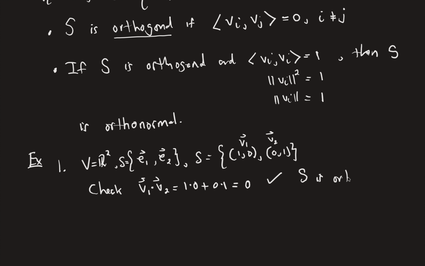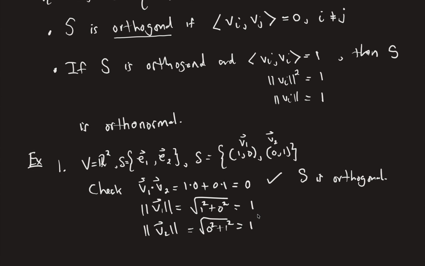I don't have multiple pairs to check. There's only one pair here, so that's it. Now, let's check the magnitude of each of these. We've referred to these as unit vectors, so we know how the story is going to end. The norm of V1 is the square root of 1 squared plus 0 squared, again using our Euclidean inner product, and that's 1. Same thing, the magnitude of V2 is the square root of 0 squared plus 1 squared, which is 1. So check, check.